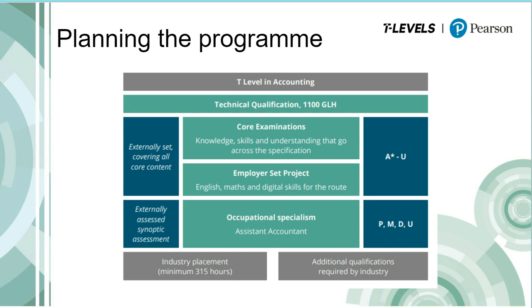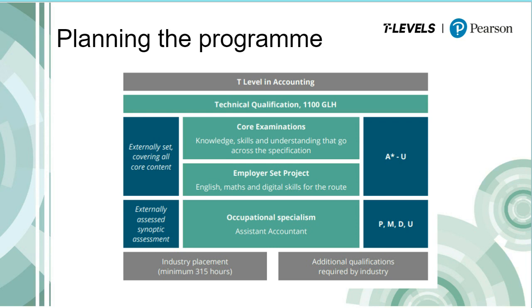Now, if we talk about occupational specialisms, in accounting there is one occupational specialist component in this technical qualification, and this is 600 guided learning hours. Students undertaking the T-level qualification in accounting will complete the one occupational specialism component, which is an assistant accountant occupational specialism.